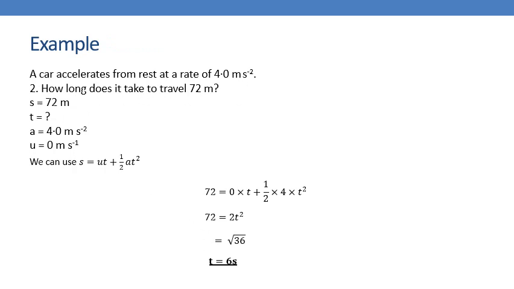How long does it take to travel 72 meters? So now we have a displacement, 72. We don't have a time. We have our acceleration, we have u. We pick our equation of motion, this time s equals ut plus half at squared. And because we've got 0 times t, the first term cancels, and we end up with 6 seconds.